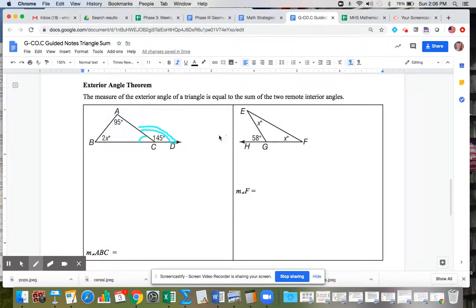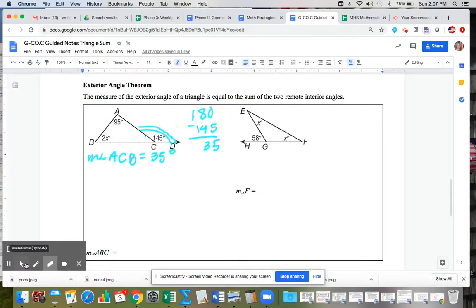All right, so here's what I know. These two angles, which I highlighted in blue, one is obtuse, the other is acute. They add together to equal 180 degrees because they're forming what's called a linear pair. This is also an exterior angle, but right now, ignoring that fact, this is a linear pair. So I can subtract, and I can get the measure of angle ACB is 35 degrees.